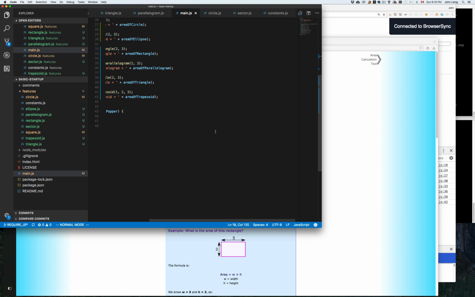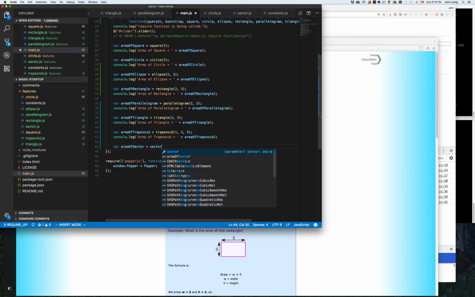Var area of sector equals to sector. So we got to provide two parameters. One is the radius. Let's make it 2. The other one is the angle in radian though. So what we got to do is, say for example, if we would like to have a sector of, say, 90 degrees, 90 degrees times 2 pi times 2 times pi.